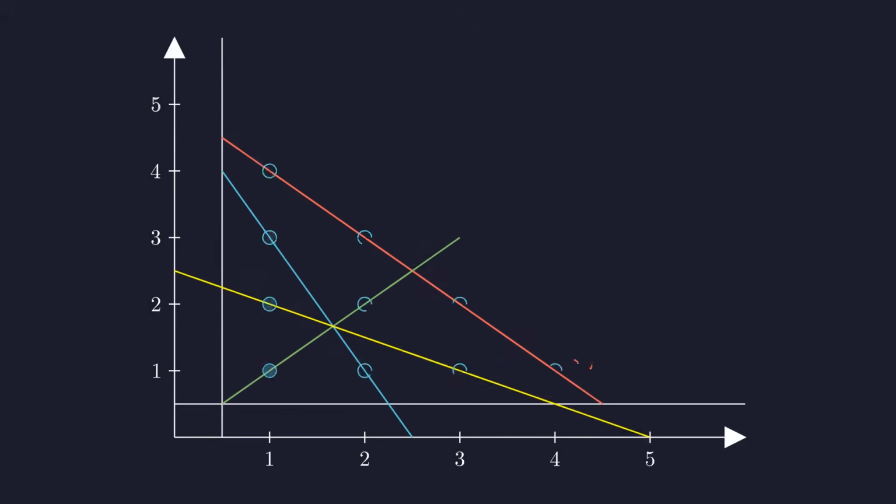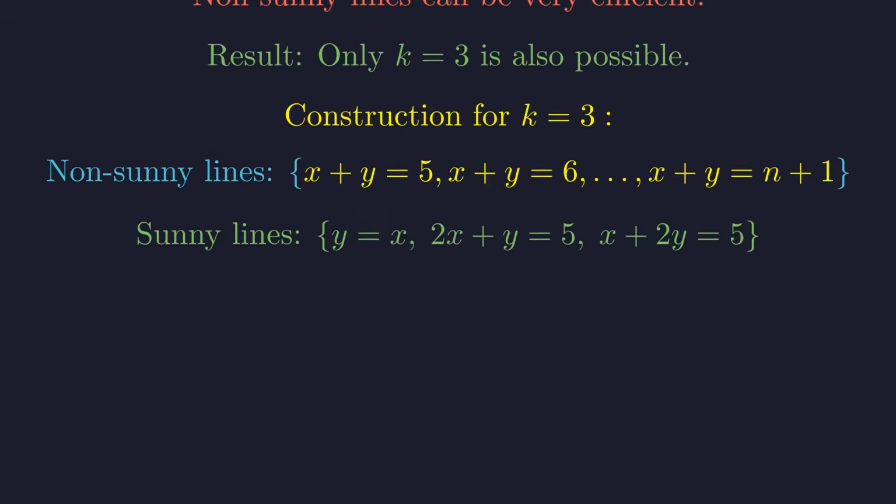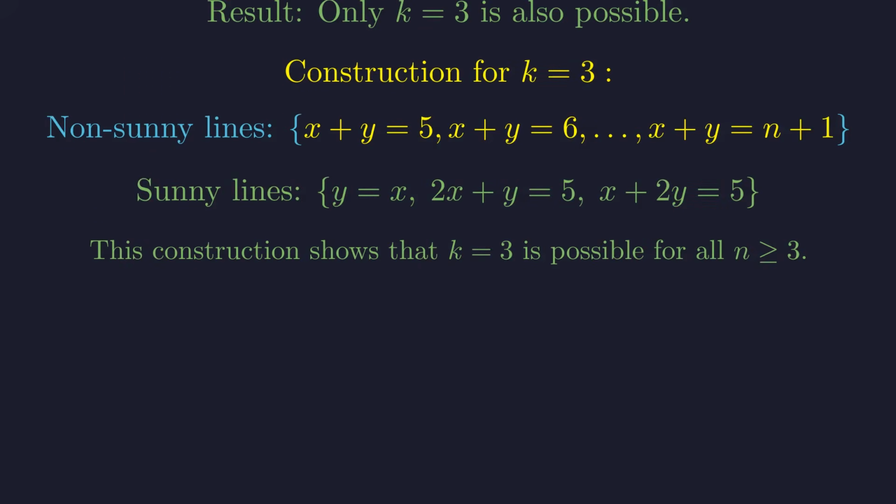Let's revisit our n equals 4 example to see this construction in action. We use one non-sunny line, x plus y equals 5, to cover the outer diagonal. The remaining 6 points are then covered by our 3 special sunny lines. This provides a concrete visualization of the k equals 3 case. This proves that k equals 3 is a valid solution for all n.